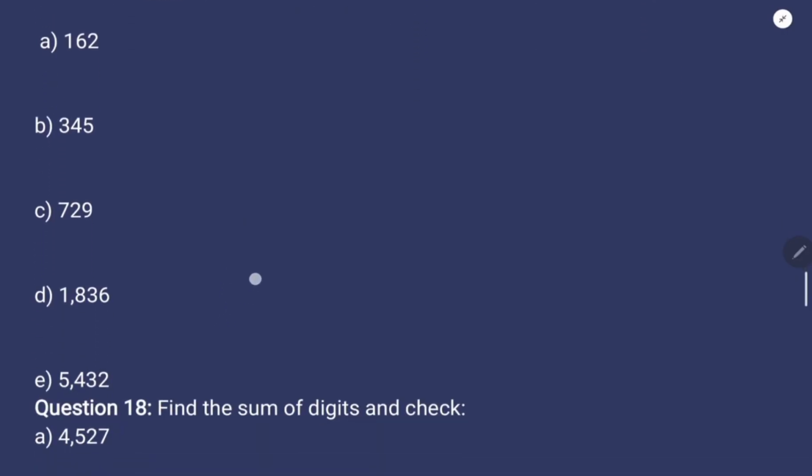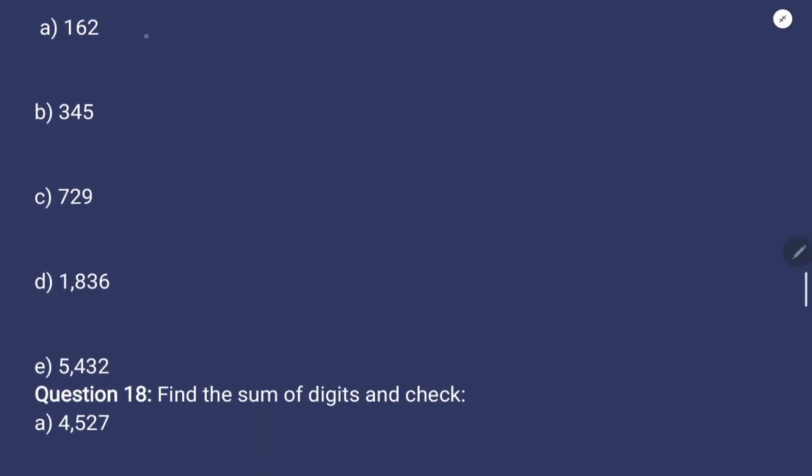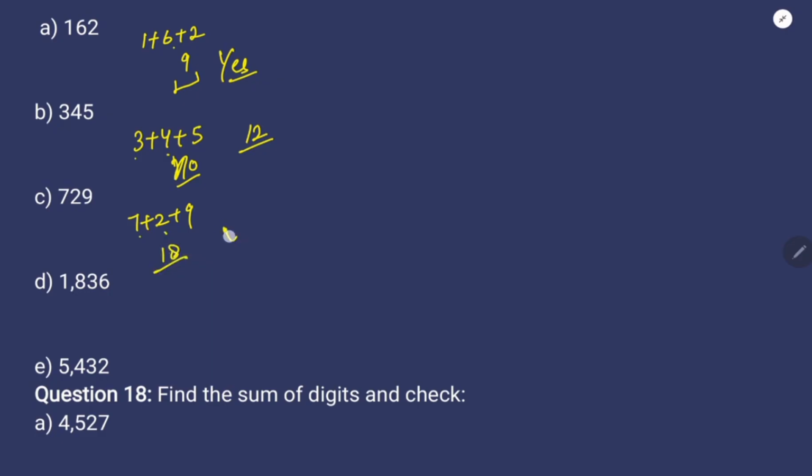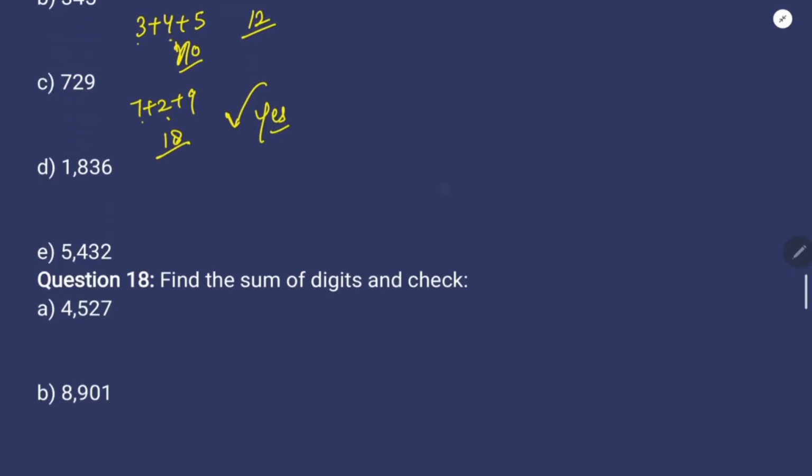Okay, so now we have 162. 1 plus 6 plus 2. 1 plus 6 is 7. 7 plus 2 is 9. Is it divisible by 9? Yes. 3, 4, 5. 3 plus 4 is 7. 7 plus 5 is 12. Yes or no? No. 12 is not divisible by 9, right? 7 plus 2 plus 9. 7 plus 2 is 9. 9 plus 9 is 18. So 18 is divisible by 9, right? So this whole number is divisible by 9.